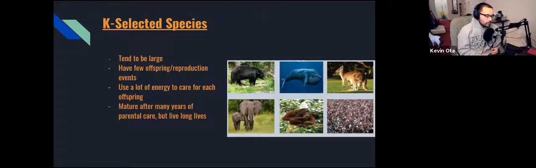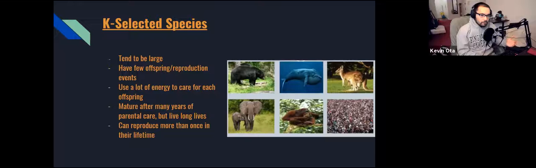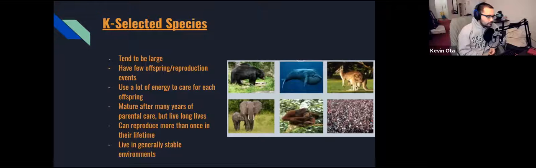These organisms also mature after many years of parental care, but they also live very long lives compared to other animals and species that we'll talk about. One more important thing is that they can reproduce more than once in their lifetime. So humans can have babies multiple times in their life. Same thing with the other examples that I provided. And also, they live in generally stable environments. Now, the main thing that you need to take away from this one is that we use energy to take care of our offspring. The organisms that are K-selected generally have fewer offspring and put a lot of energy into taking care of them.